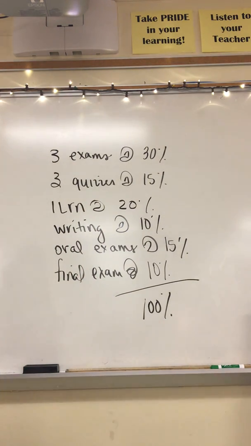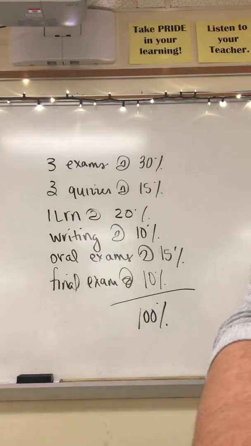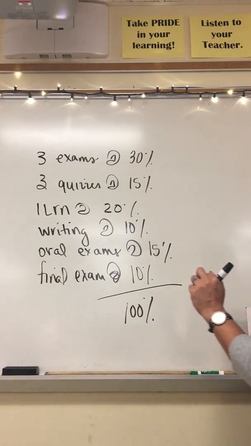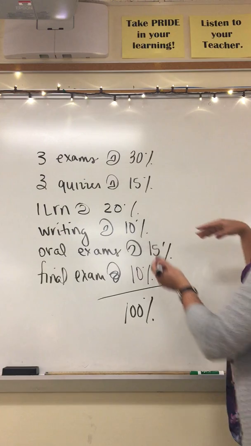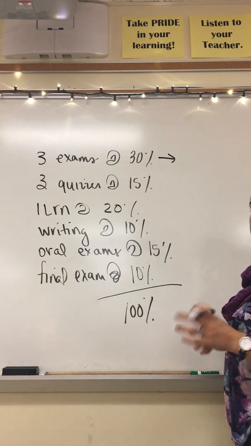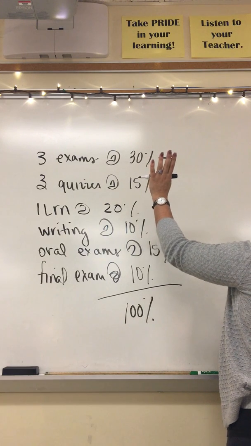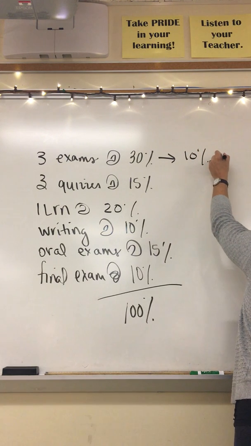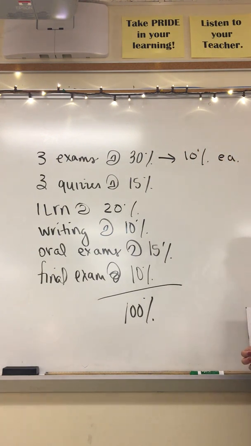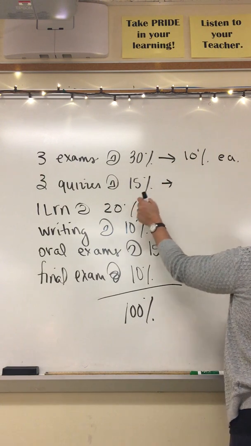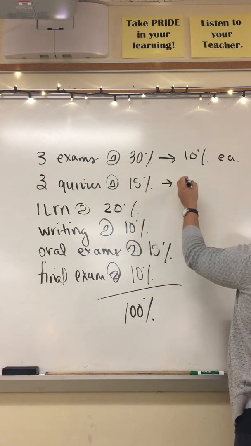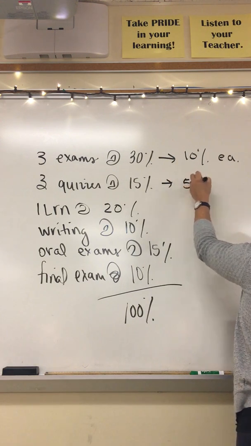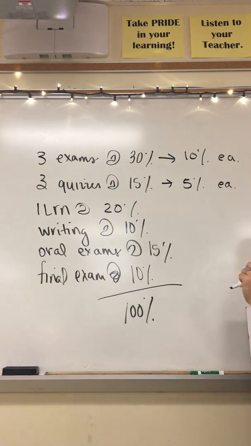Now, just by looking at our grading breakdown, if you have 3 exams at 30%, I don't want to insult your intelligence, but some kids can't figure this out. 3 exams at 30% means each exam is 10%. Same thing with quizzes. We have 3 quizzes at 15%. That means each quiz is worth 5% of your final grade.